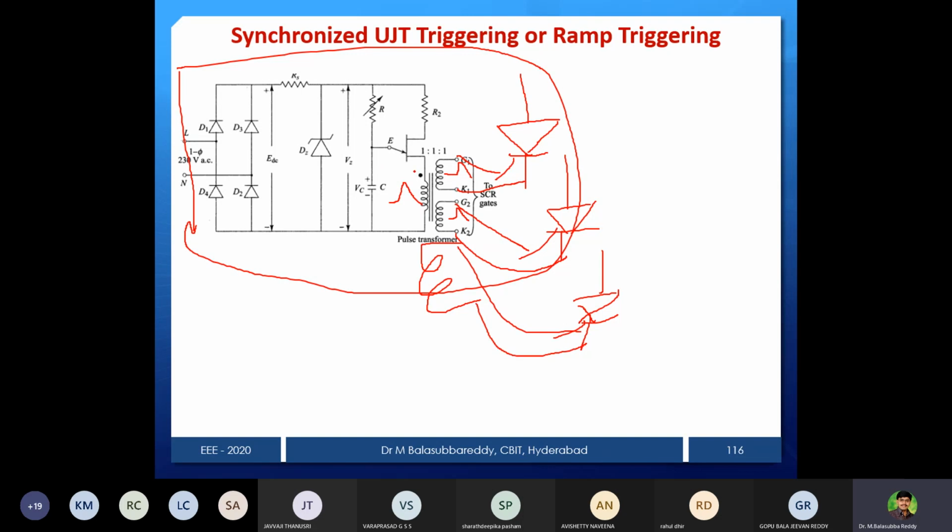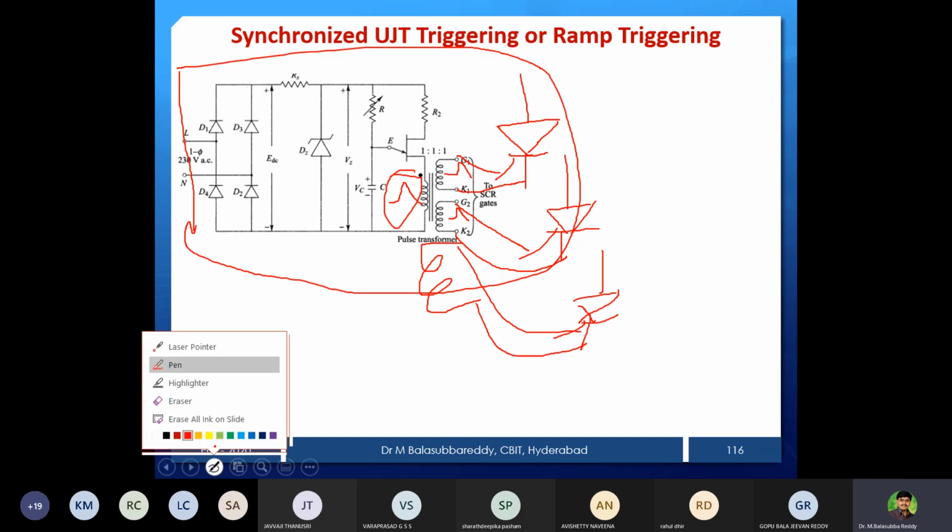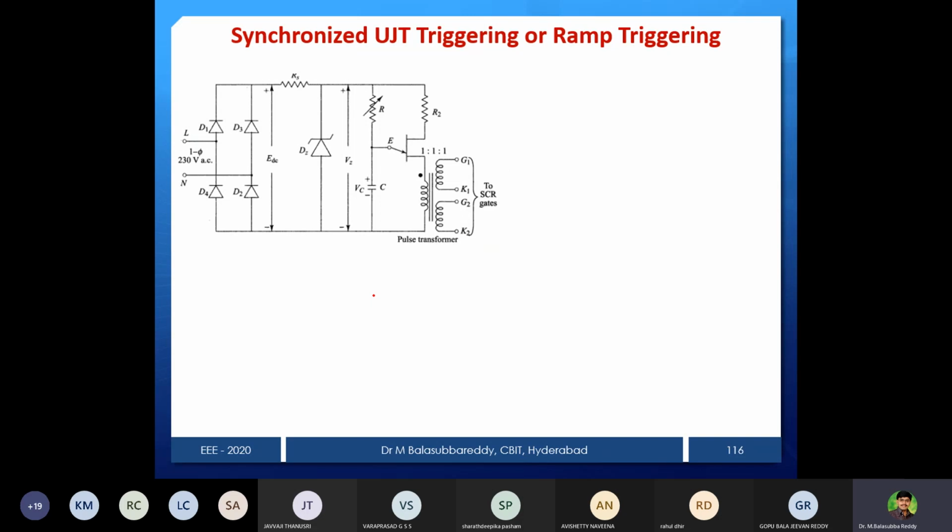The only thing is we have to generate the firing pulses on the primary side. The same pulse, that many pulses at the same time, will be induced on the secondary side. Each secondary is connected to one thyristor, so all the thyristors at a time are going to be fired. This we call ramp triggering.